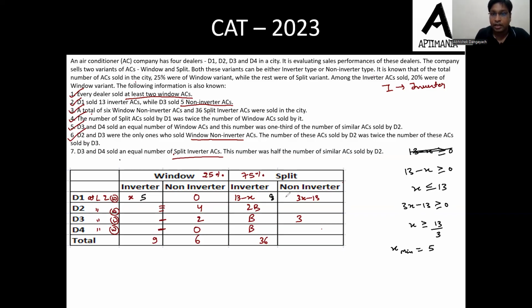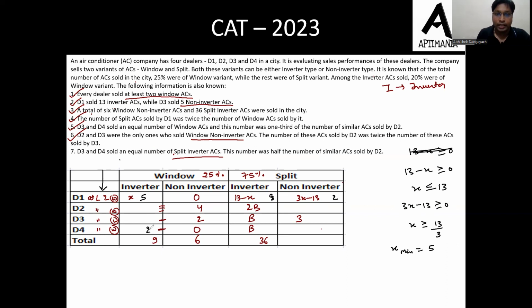13 minus 5 is 8. This will become 2. Fine. Now see, the total number of inverter ACs window type is 9 only. And we must have at least 2 window ACs sold by each of the dealers as per this condition. This condition that we have noted over here, at least 2 window ACs were sold by each dealer. So the minimum value that we can have over here is 2.